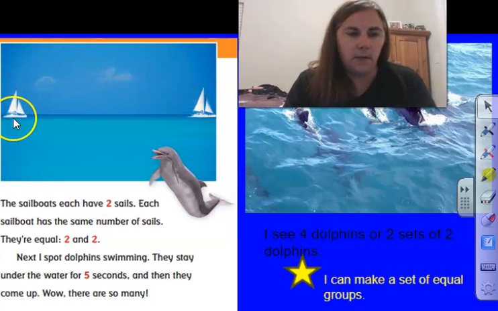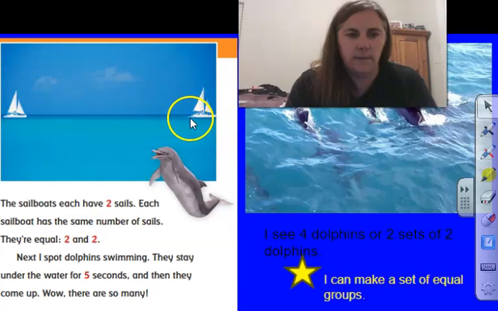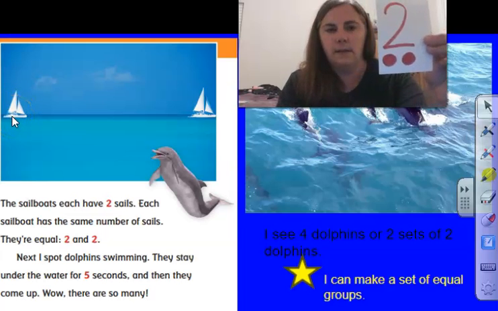So let's take a look at our sailboats. Here they are over here. There's one sailboat. Here's another. And the top part, that is the triangle shape. That's what they're referring to. They're the sails. So each boat has 2 of these. So that's a set. Each boat has a set of 2 sails.